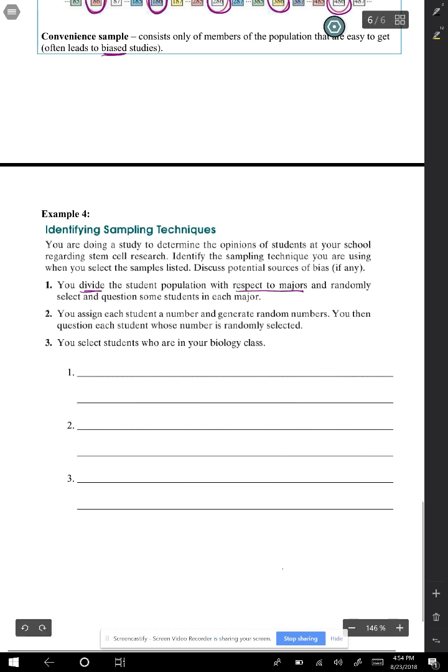So since they're divided that way, we said that when we do that, we're dividing them into strata. So this would actually be a stratified sample. They're divided into groups with similar characteristics. That's a stratified sample. And really, there wouldn't be any potential bias here because you're pulling random people from different groups. So there shouldn't be any bias.